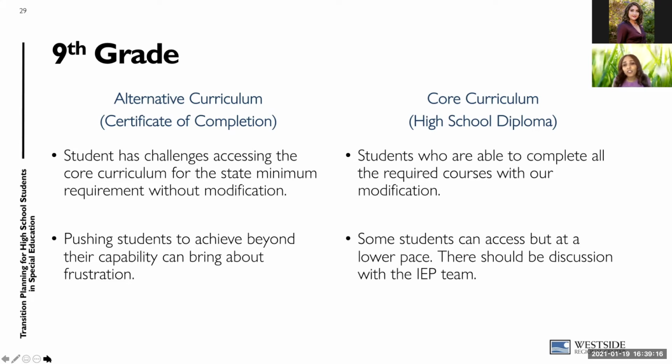So for alternative curriculum and certificate of completion, students would normally have challenges in terms of accessing the regular core curriculum. If they're not able to successfully complete a core curriculum, and that curriculum must be modified for the student to be able to access it, that would not count for credit. That would mean that the child, even with accommodations and IEP support, is not able to successfully complete it without having to modify it. So maybe the alternative curriculum is probably a route to take.